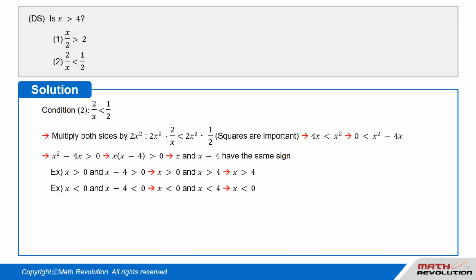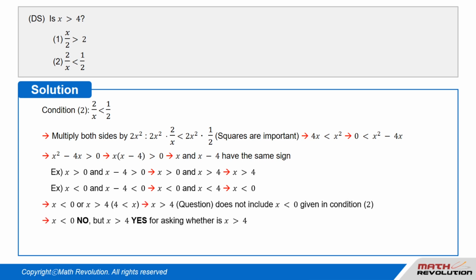That is, x is greater than 0 when x is greater than 4, or x is smaller than 0 when x is smaller than 4. X is greater than 0 when x is greater than 4 means that x is greater than 4, and x is smaller than 0 when x is smaller than 4 means that x is smaller than 0. Thus, condition 2 gives x is smaller than 0 or x is greater than 4.